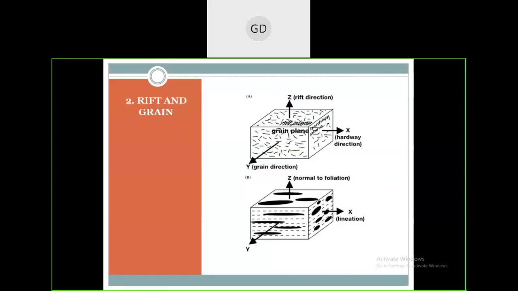The next one is your rift and grain. So what is rift and grain? Like you can see in the picture, this rift and grain gives you two separate directions.